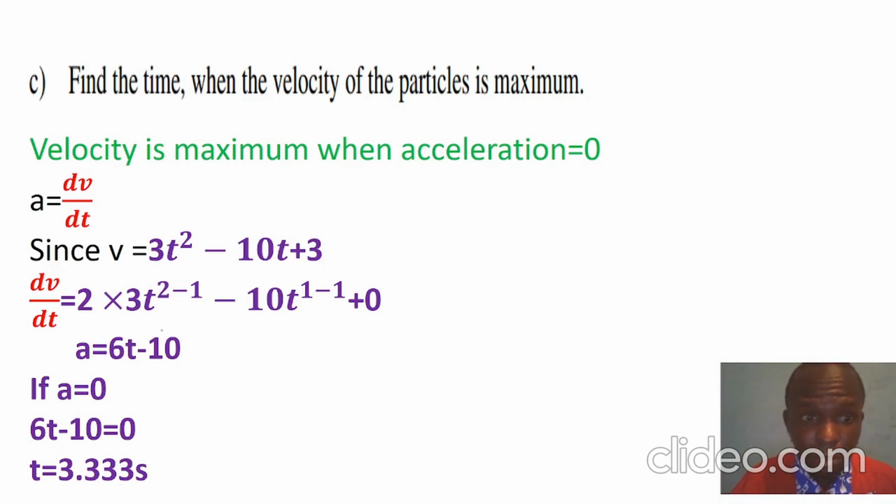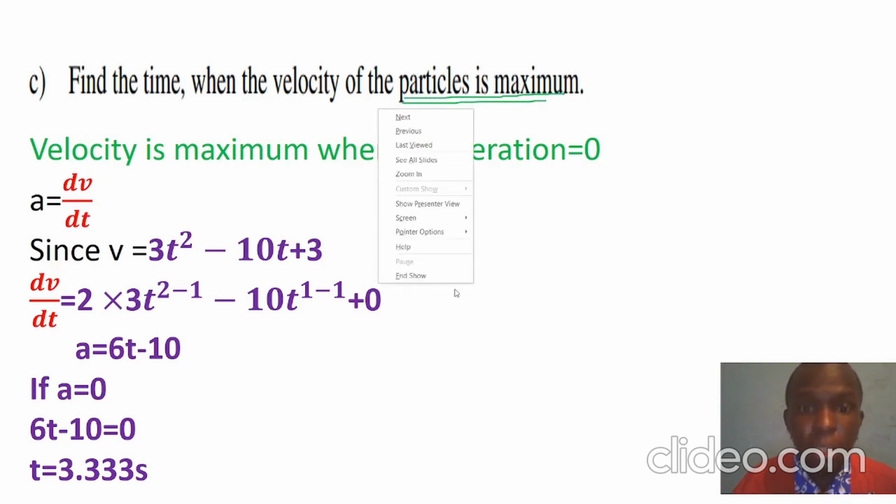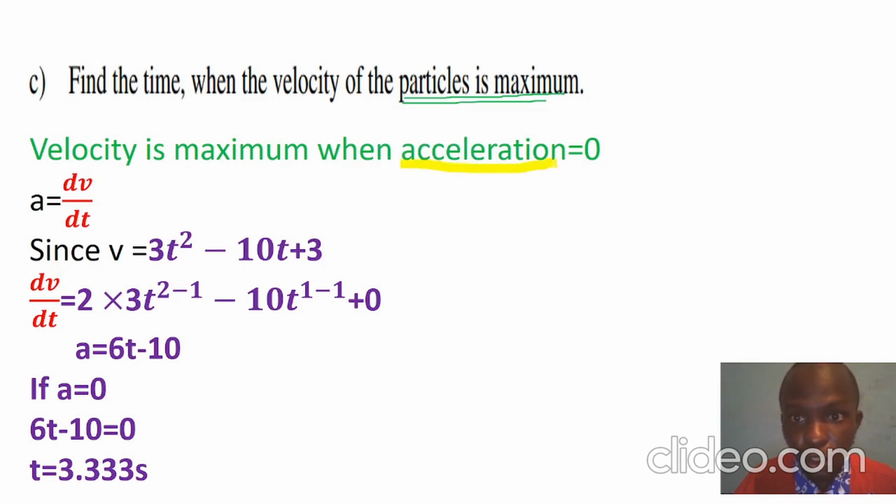Velocity. When is velocity maximum? Velocity is maximum when acceleration is equal to 0. When the acceleration is equal to 0, the velocity is maximum.